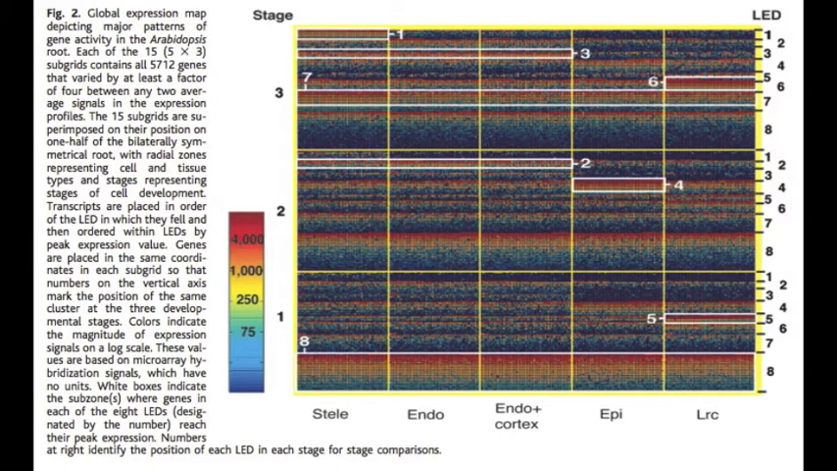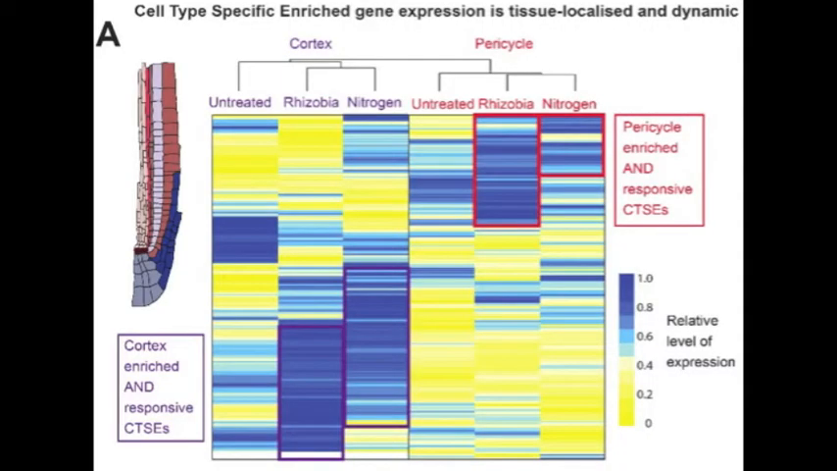So other groups look at different species or also different types of development. Here we focused on the pericycle, a cell type in which there's dedifferentiation and cell division, enabling formation of new lateral roots. And so that was the main cell type of interest.